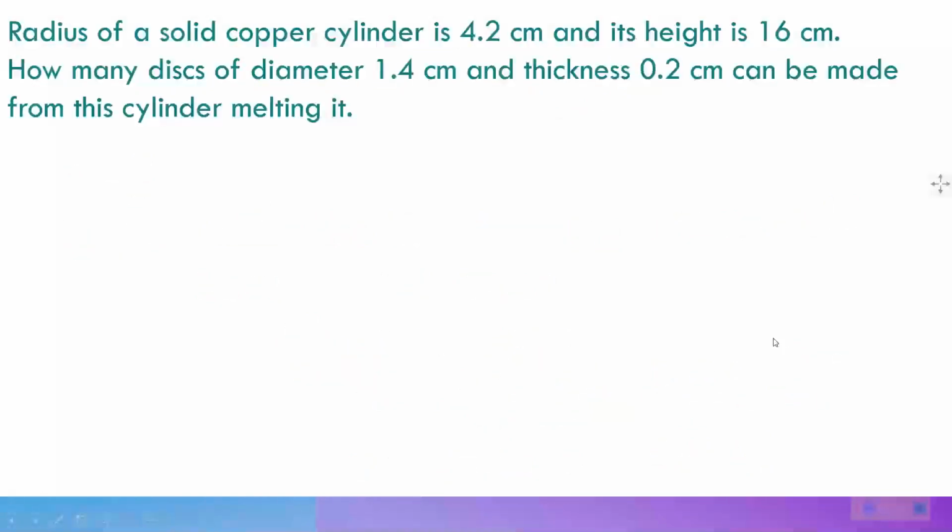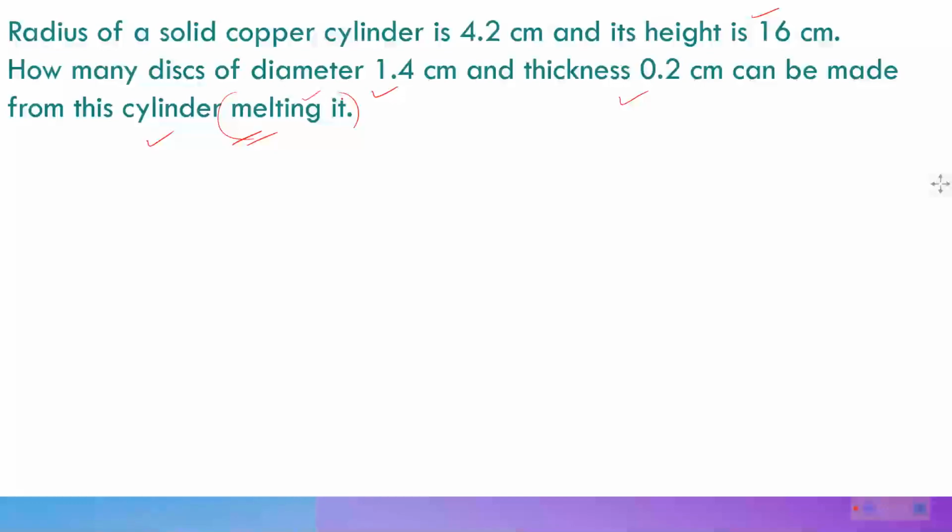Okay. Another question is given. Radius of a solid copper cylinder is 4.2 centimeter, height is 16 centimeter, how many discs of diameter 1.4 centimeter and thickness 0.2 centimeter can be made from the cylinder by melting it? Very good. Whenever the matter of melting comes, if you melt a bigger one and make a smaller one, the shape will change but the volume will be the same. If you convert that into liquid, the liquid volume will be the volume of that item. Please understand, that's why melting comes over here.